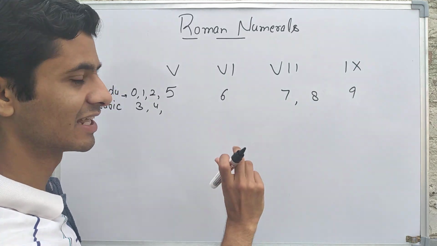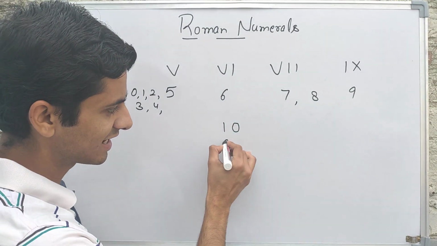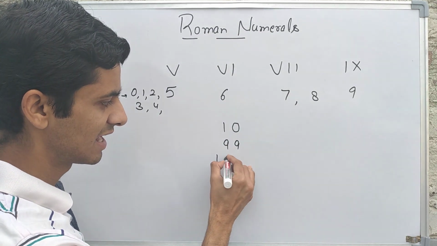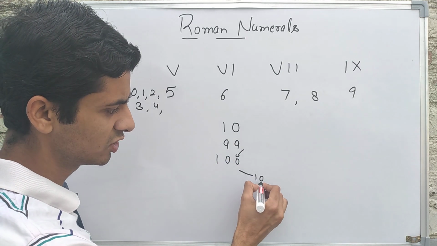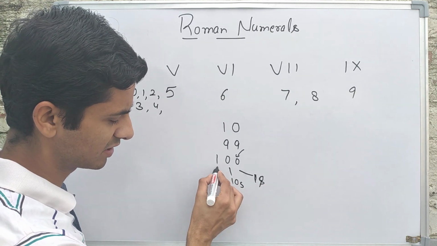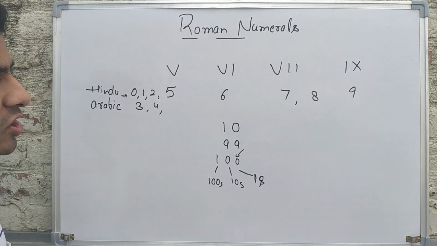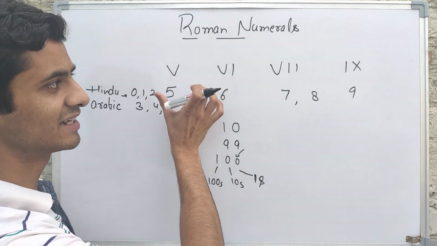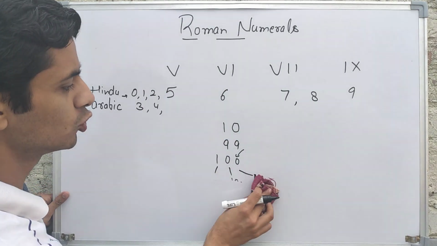How to write 10? Then I am using a combination of two symbols. Using this I can write up to 99. But how to write 100? I am adding one more symbol, and these are separated by a place value of 10: ones place, tens place, hundreds place. This we have already discussed. So today we will learn what the rules for writing Roman numerals are and how they are different from Hindu Arabic numerals.